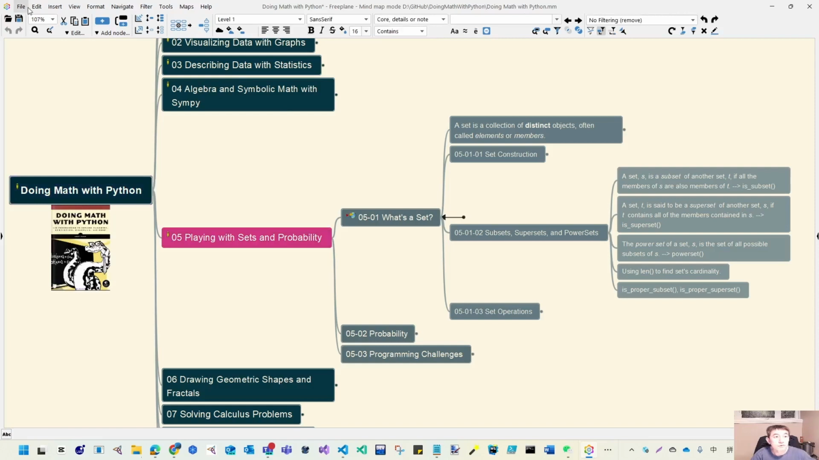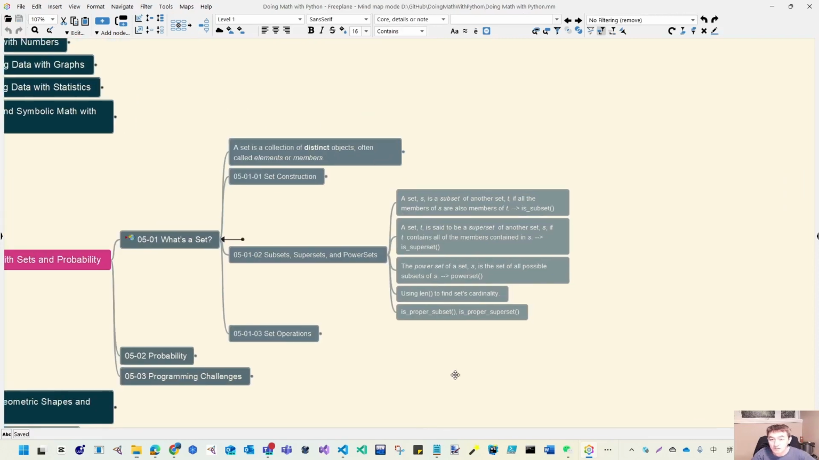You can see if you don't save that, it will auto store. So first, what's the subset? If S is a subset of T, so S and T both are sets, only if all the members of S are also members of T. So we use S.issubset to check whether it's a subset. A set T is said to be a superset of another set S if T contains all the members in S. So subset and superset are inverse relationships. We use S.issuperset to check that.